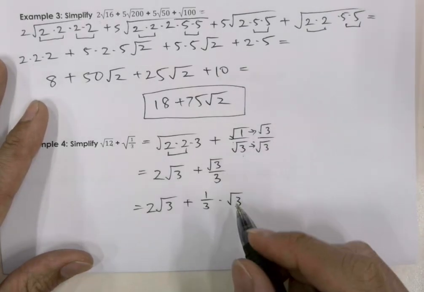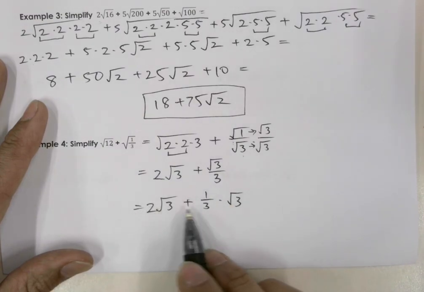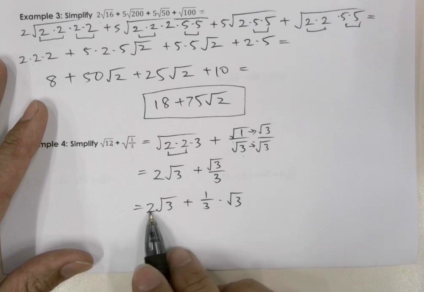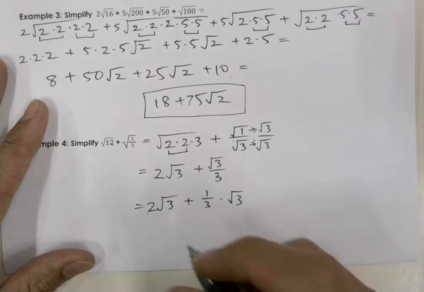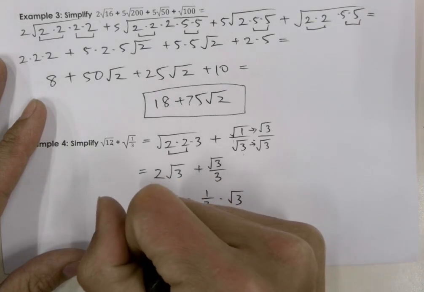And so what can I do now? I can go ahead and factor out my square root 3, because you see this term has a square root 3, this term has a square root 3, right? They're like terms. So I can add them, and I'll get 2 1/3 times square root 3, and that's my final answer.